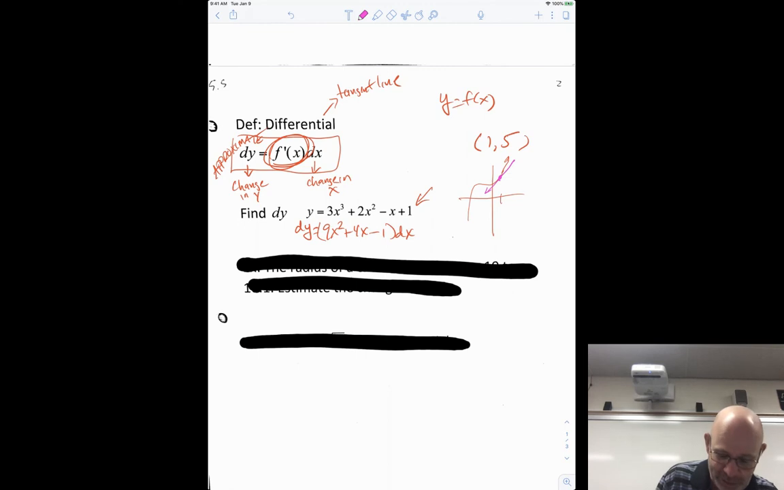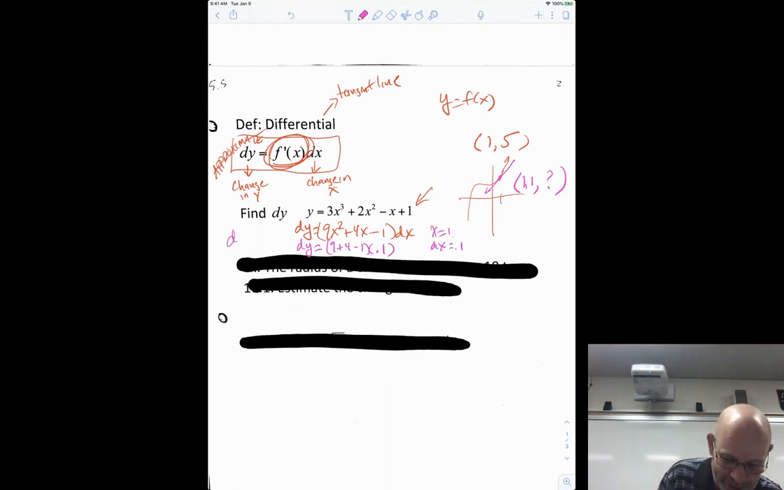So what we're going to do is this. We're going to go dy equals, and we plug x as 1 into this. So it's 9 plus 4 minus 1 times my dx, which is my change in x. Remember, x was 1. My dx is 0.1, because what I'm trying to find is (1.1, question mark). Now I can go 9 plus 4 is 13, minus 1 is 12, times 0.1 is 1.2.